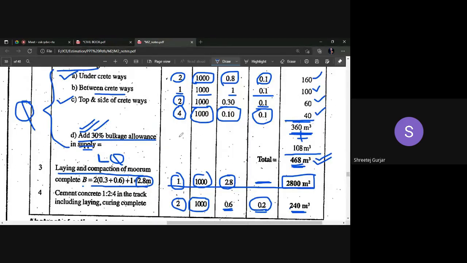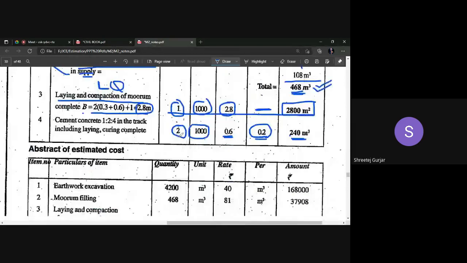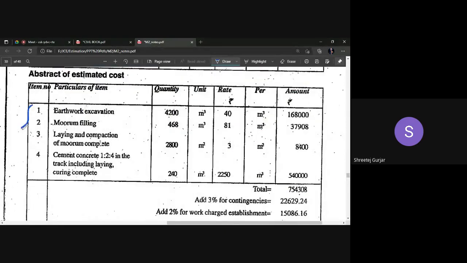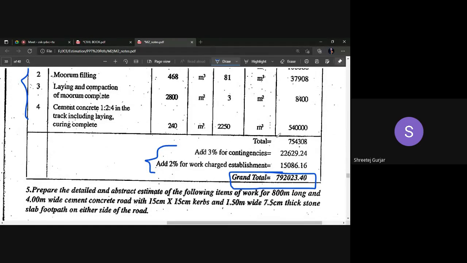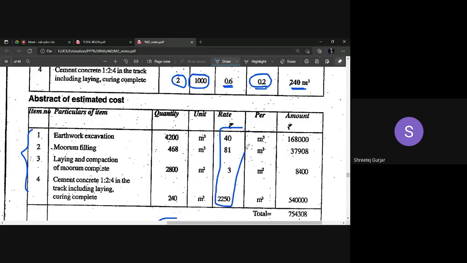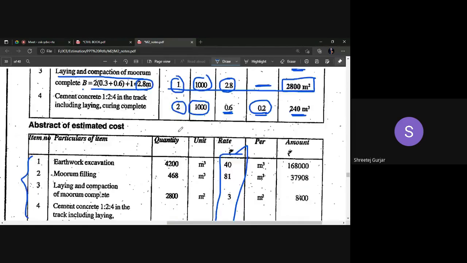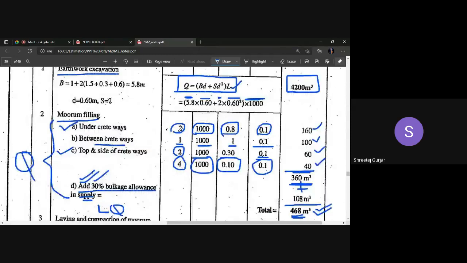Okay, so laying and compaction and all the things are done. After that you can prepare your abstract. Do not forget to add 2% and 3% and then write the grand total. Rates will be given in your question. So is this numerical clear? If you have any doubt, please let me know.